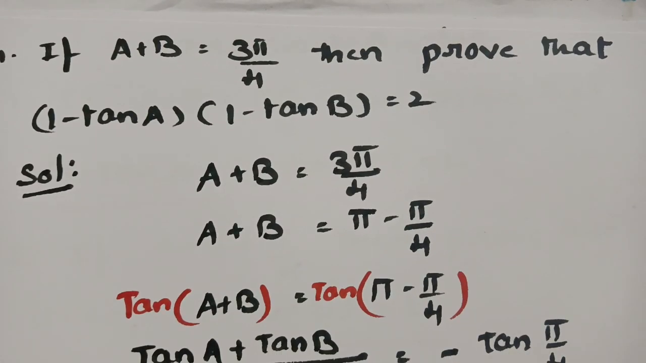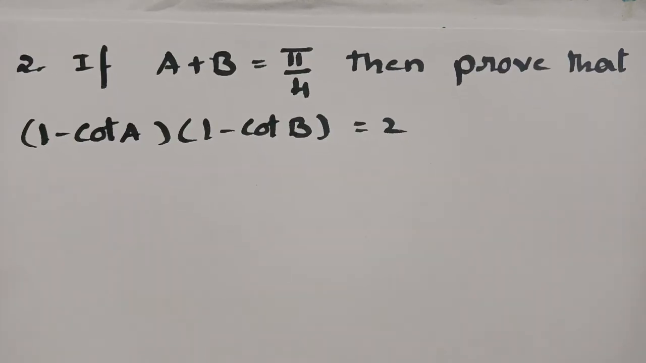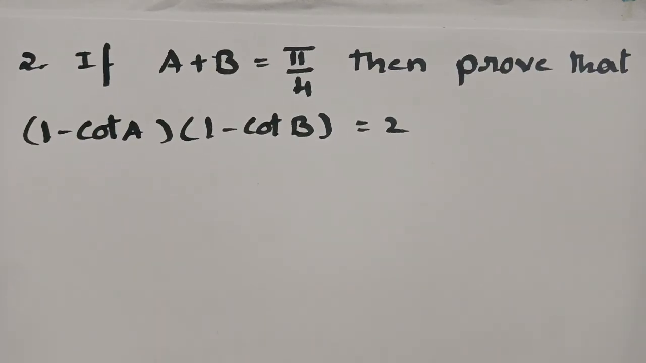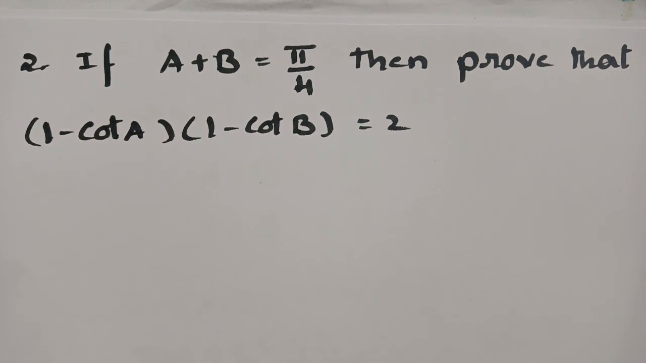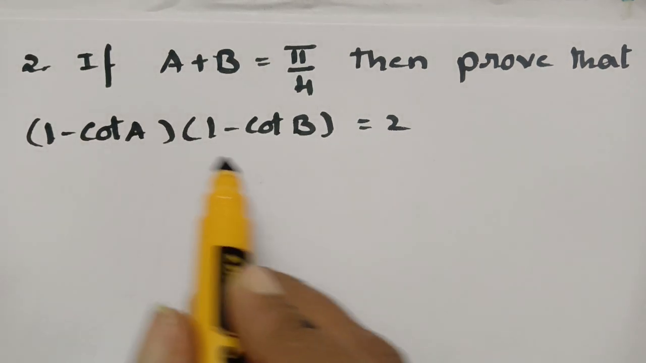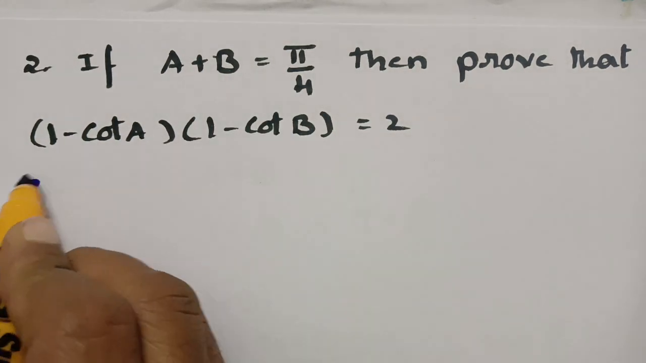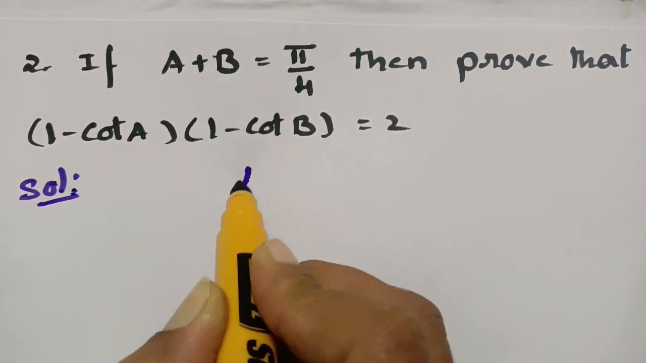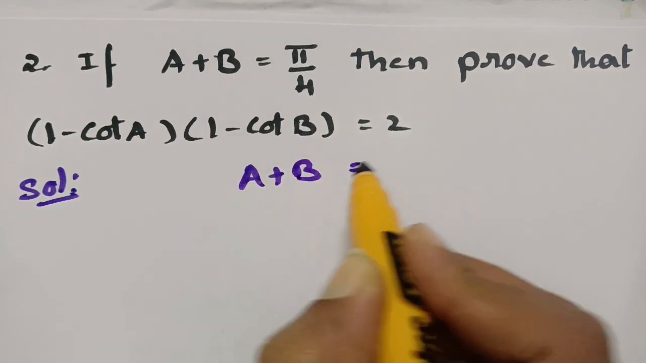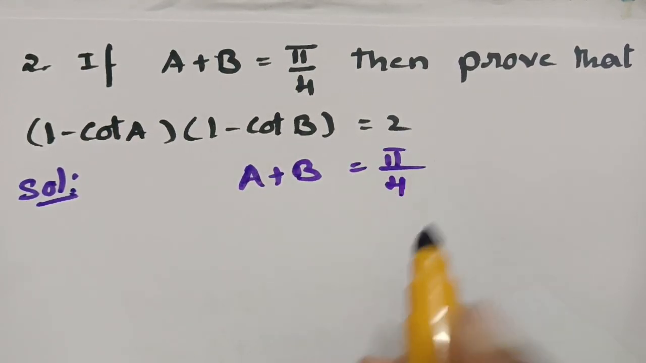And the next question, an important question: what is given? A plus B is equal to pi by 4, and we have to show that 1 minus cot A into 1 minus cot B is equal to again 2. See here, it is given that A plus B is equal to clearly pi by 4.